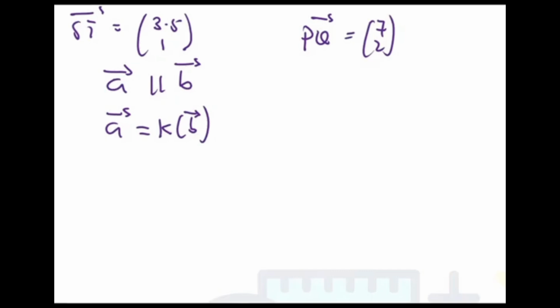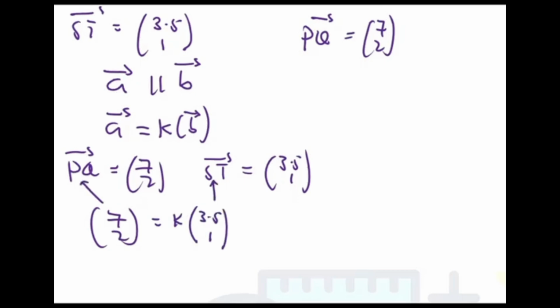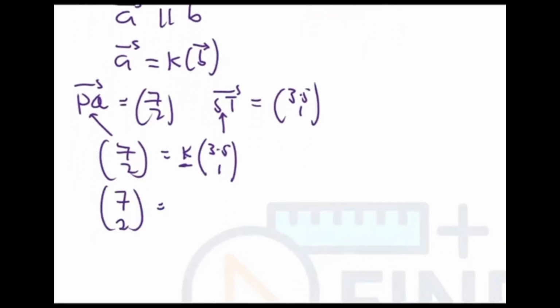So can we express one of them as a scalar multiple of the other? Let's find out. So if we have vector PQ to be 7, 2 and vector ST to be 3.5, 1, is one a scalar multiple of the other? Yes, because 7, 2 is a certain constant times 3.5, 1. So this represents vector PQ and this represents vector ST. Let's find whether one is a scalar multiple of the other. So K, whenever you have a scalar, it multiplies the horizontal component and also the vertical component. So we have 3.5K and then K.